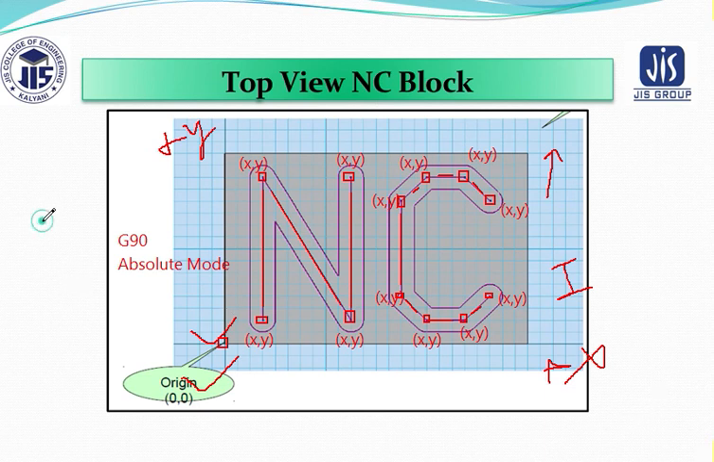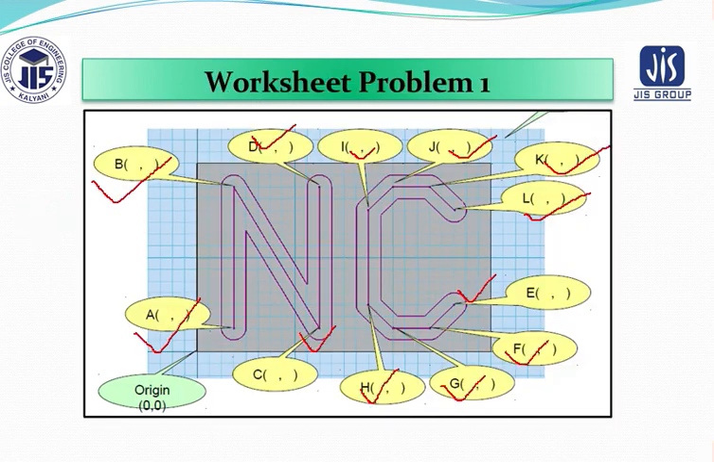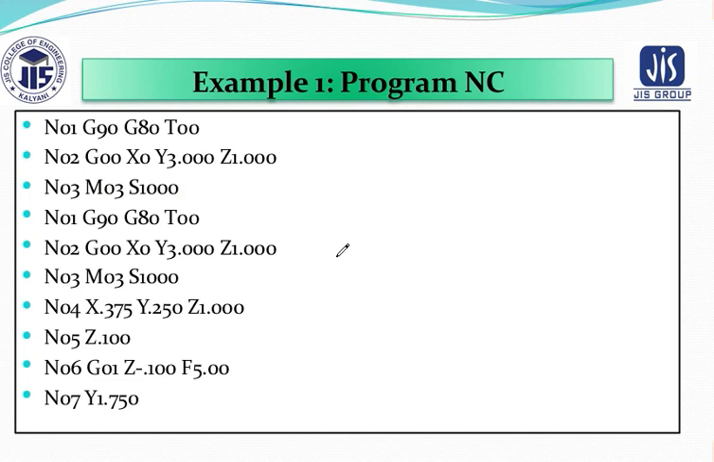Now let's move to the next point: how you are going to write the program. N01, N02, N03, basically they are the block number, or you can term it as line number. G90, as I have already told, is absolute dimension programming. G80 is always termed as fixed cycle cancel. T00 means your tool number is selected.